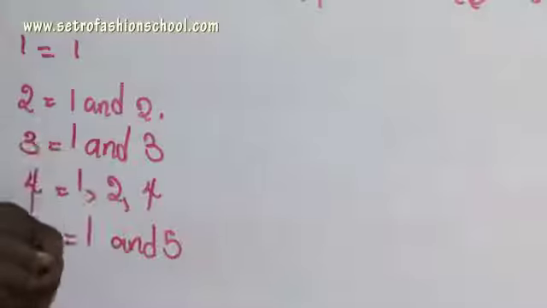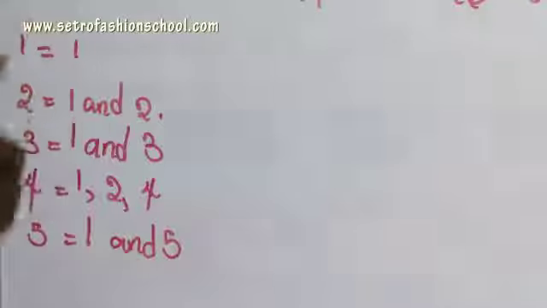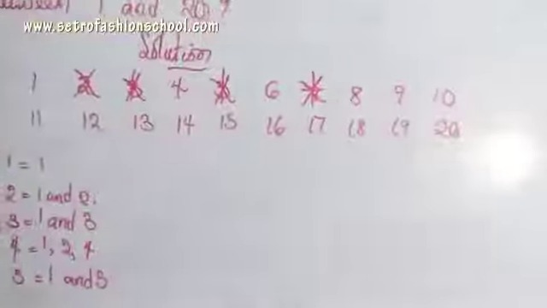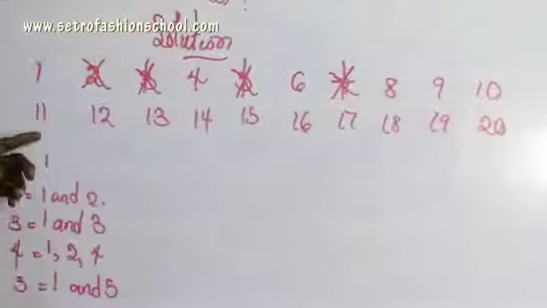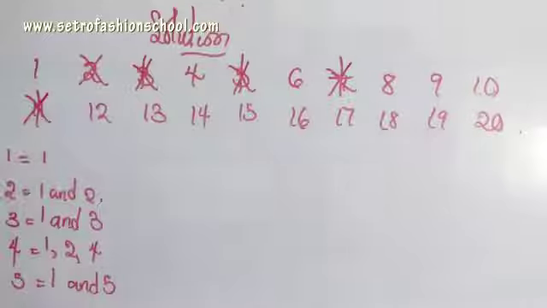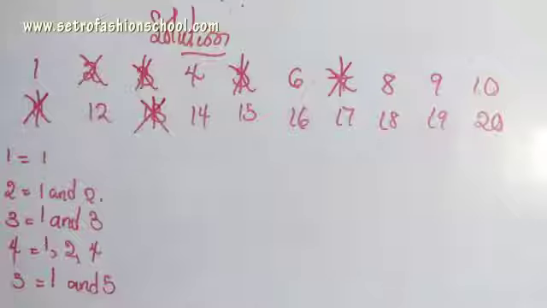8 is not a prime number, because it has more than 2 factors. Likewise, 9 is not a prime number, it has more than 2 factors. 10 is also not a prime number because it has more than 2 factors. 11 is a prime number because it has 2 factors. 12 is not a prime number because it has more than 2 factors. 13 is a prime number because it has 2 factors.